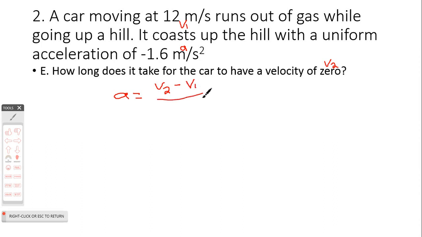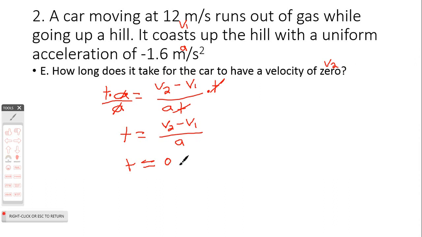We want to get t by itself, so I'm going to have to get it out of the bottom of the fraction and into a numerator. So multiply both sides by t to start with, and I'm going to get rid of the a over here, so I'm going to show my work in the same place. I'm going to divide both sides by a. That goes away, leaving an a at the bottom of my fraction. So time is equal to v2 minus v1 divided by acceleration. Time is equal to v2, again 0, minus 12, divided by negative 1.6 meters per second squared.